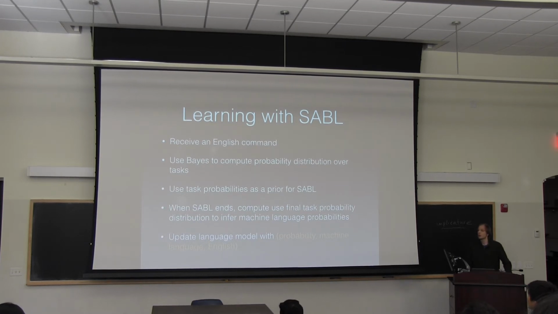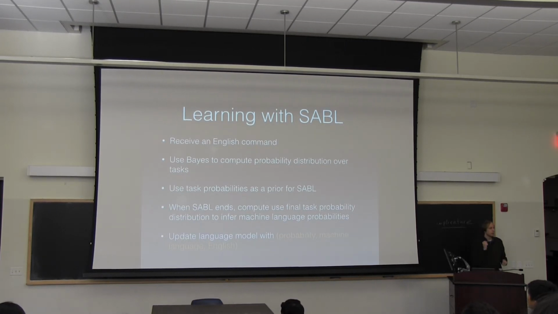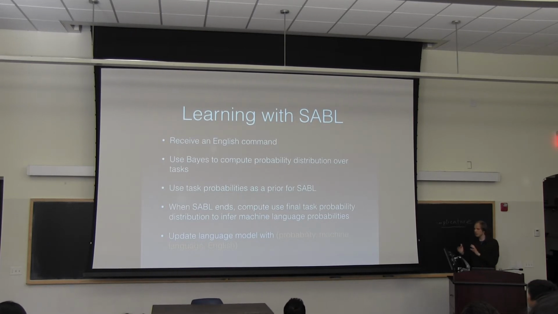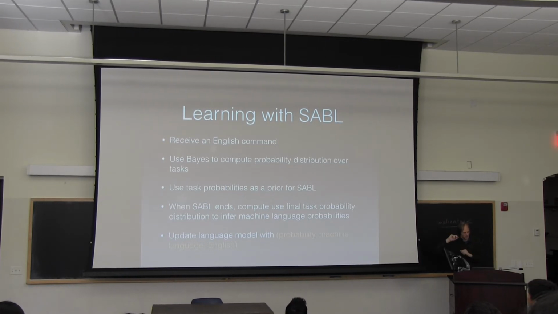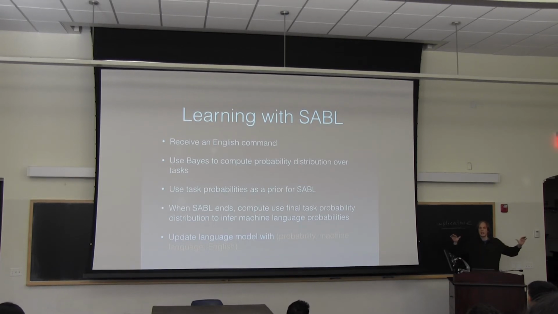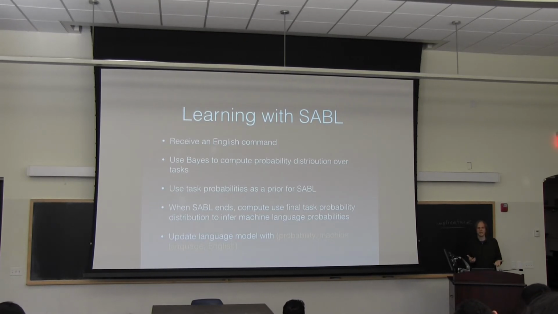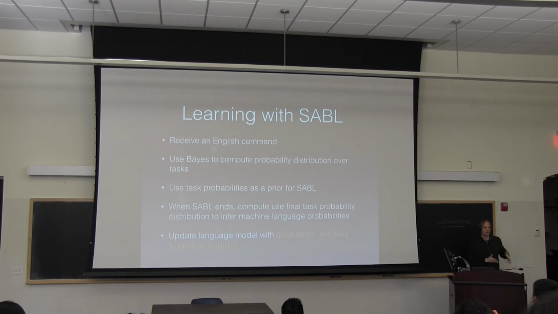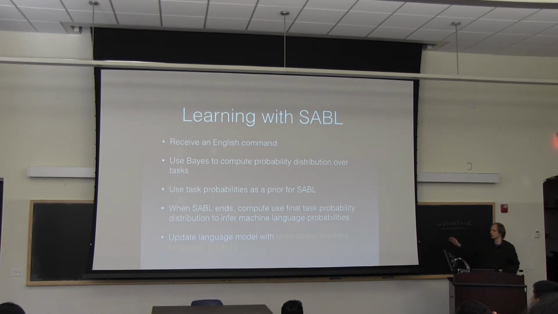And then for learning with SABL, in this case I'm going to give a command, and I'm going to reward and punish the dog until it does the right thing. It's a similar structure, except now we have an interactive situation where the robot receives an English command. It uses Bayes to compute a probability distribution over the tasks. It uses that as the reward function prior, and then it runs SABL until the task is complete. Once the task is complete, it thinks, okay, I now have a good idea what the task actually was, and I can do the same weakly supervised thing of going back and using the probability of the machine language expressions with the English sentences to train our language model.